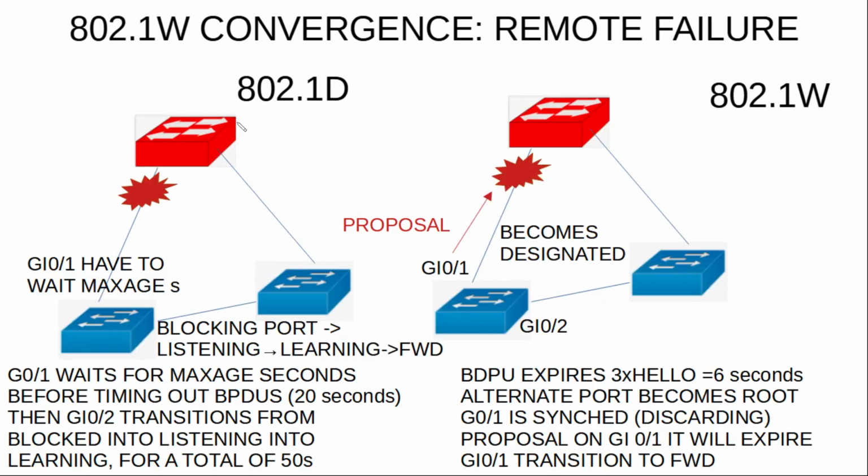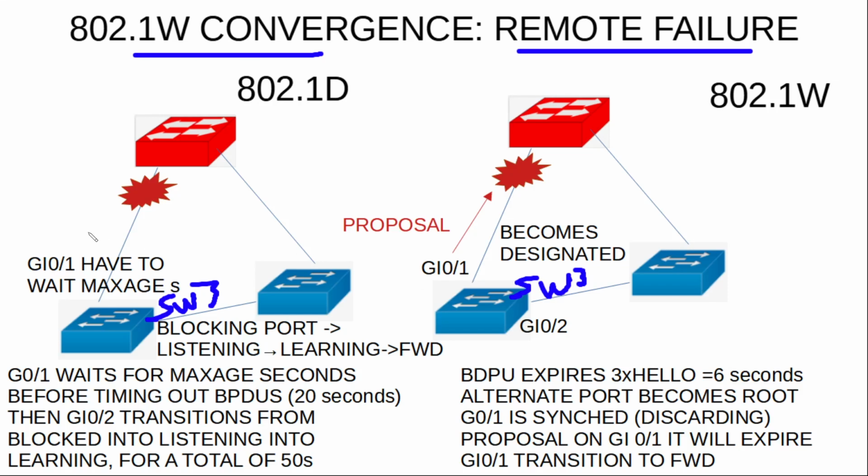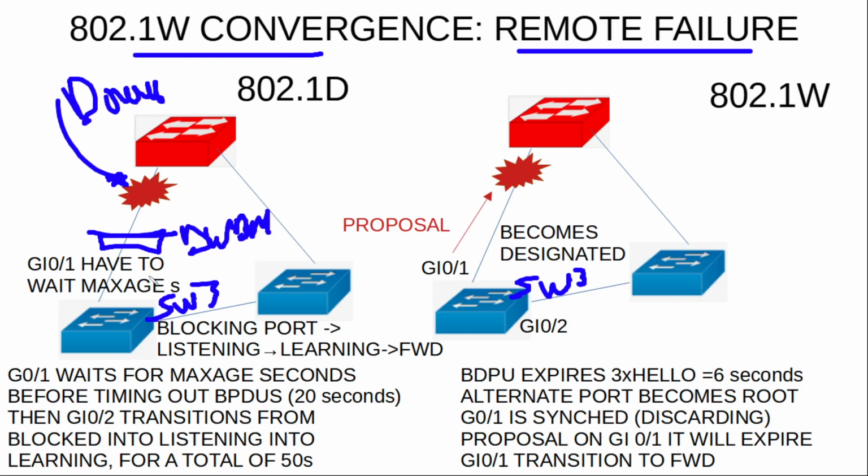Now let's see what happens when convergence happens for a remote failure. In this case, let's go to this switch 3. Let's imagine that we have some device here that doesn't let switch 3 know that this other port went down. For instance, we have some DWDM infrastructure here, so this port remains up. So switch 3 will have to wait max age, 20 seconds, before timing out BPDUs on this port.